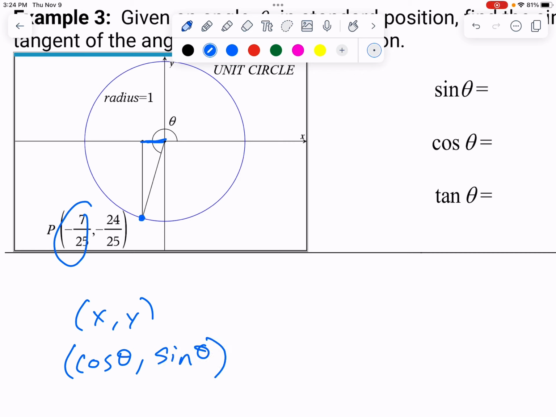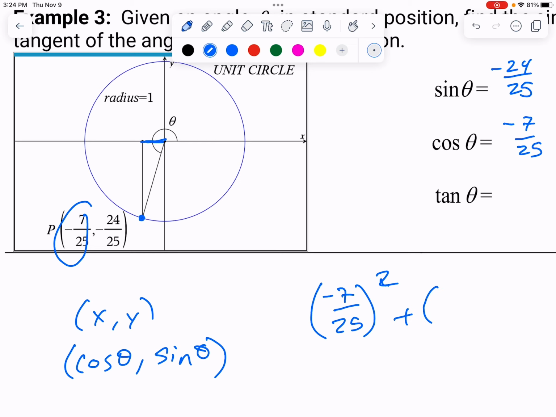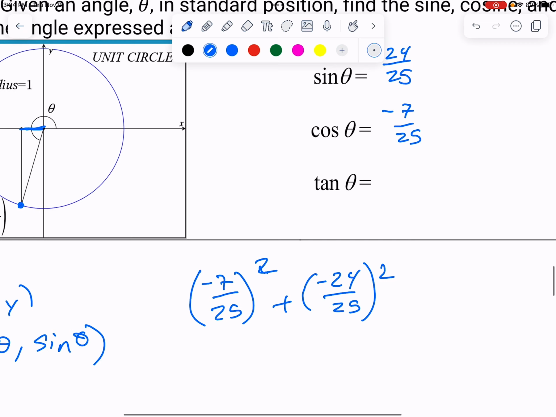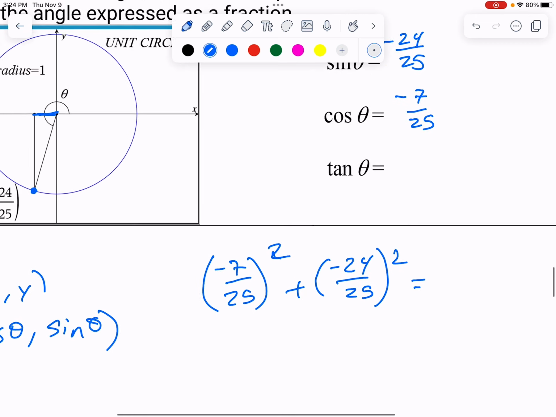Okay, so the x coordinate is the cosine, so this is negative 7 over 25, and the y coordinate is sine, it's negative 24 over 25. The reason that I didn't do anything and use this over the tangent is because I know that if I do negative 7 over 25 squared plus negative 24 over 25 squared, I'm going to get 1. So I'm going to get 25 over 25, but let me show you what I'm talking about.